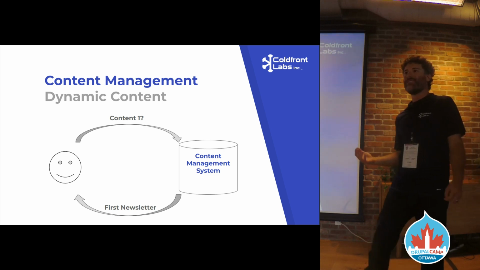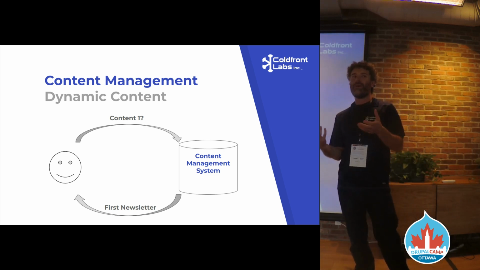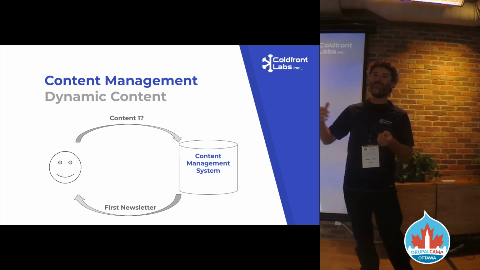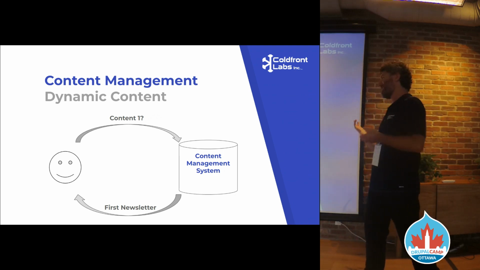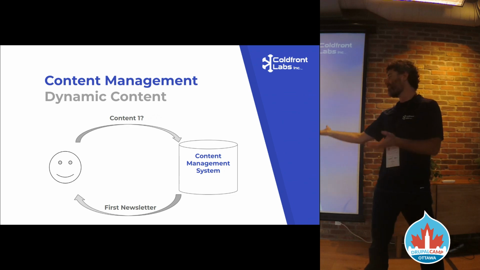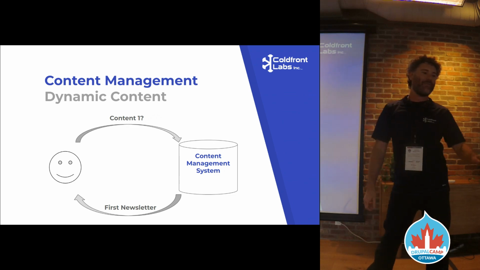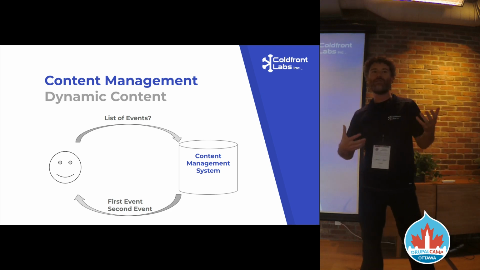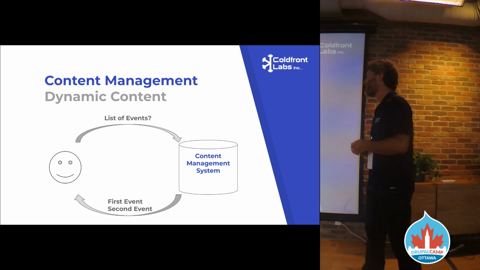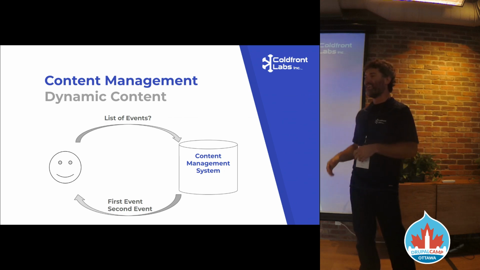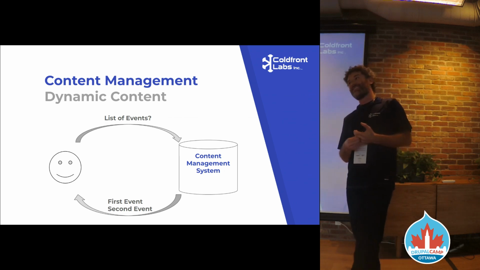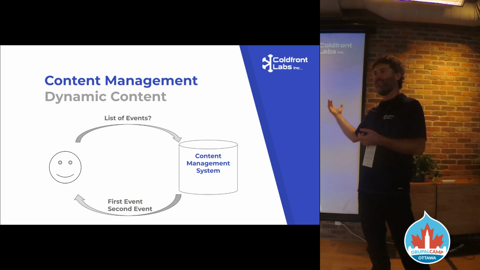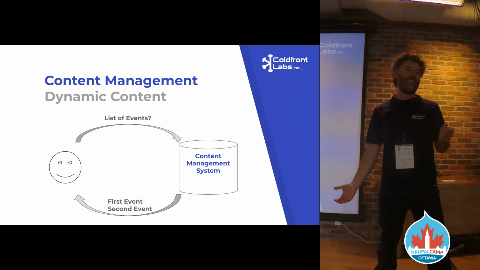Because the content management system knows a bit about what these things are, you can ask it things. You can say, hey, can I have content 1? And the system will say, I know what content 1 is. It's first newsletter. And then you can ask it more complicated questions, because it knows this about your different pieces of content. You can ask, can I have a list of events? And because it knows everything that's an event, it can tell you all the events that are in the system.